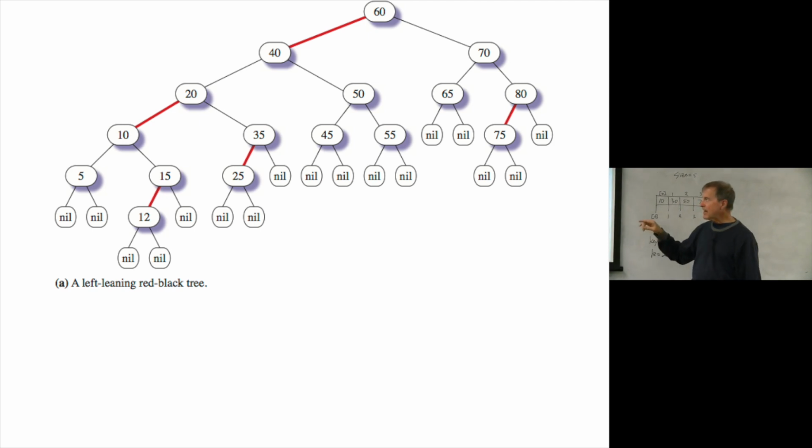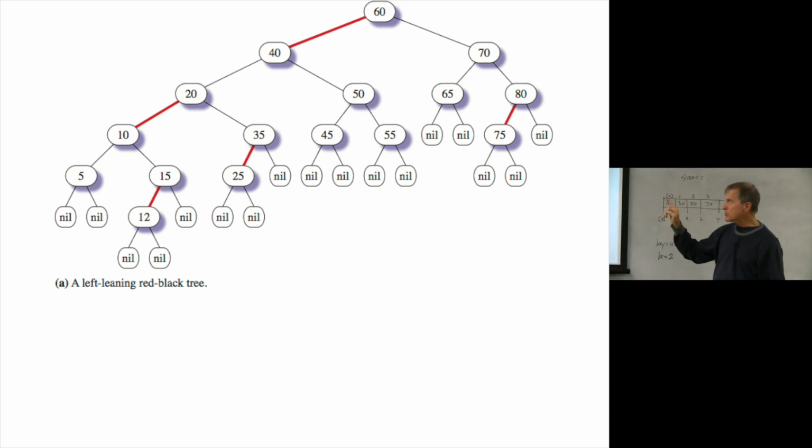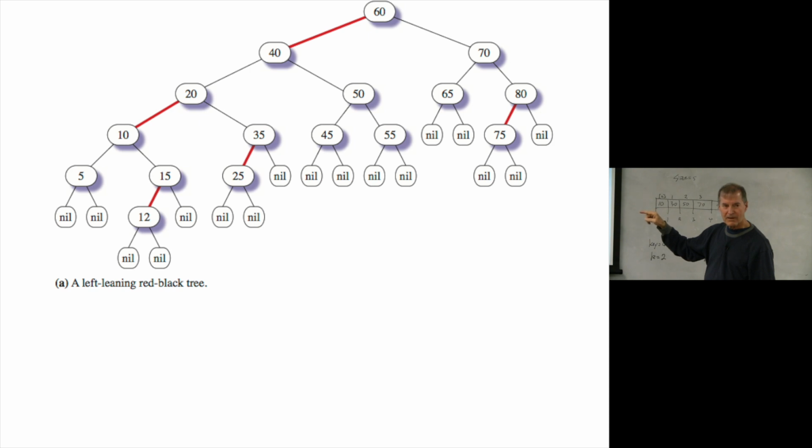So do you see how you could actually convert this to a B tree of order 2? Collapse all the red. Yes! You just pull all the red ones up. So look, you see the red link between 60 and 40? What you do is you pull the 40 up to be a what? In the same node of 40 60 with 2 values.